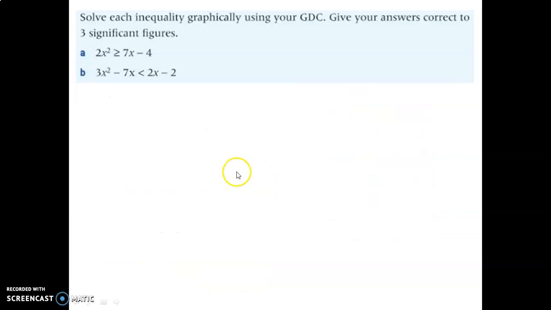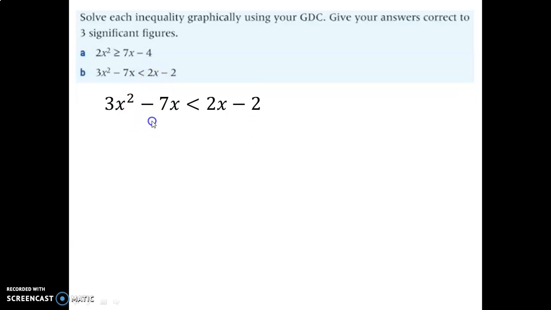Now let's try B. Now B, rather than moving everything to one side, let's look at it in this form, because you don't have to move things around. When you're using your calculator, we can just consider we have this parabola and we have this line. We don't always have to make it 0. If we make this 0, it's just saying the line y equals 0. But here we also have the equation of a line.